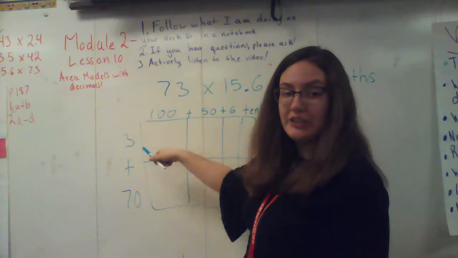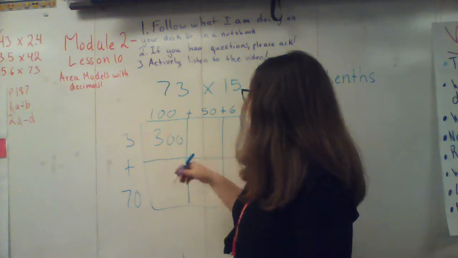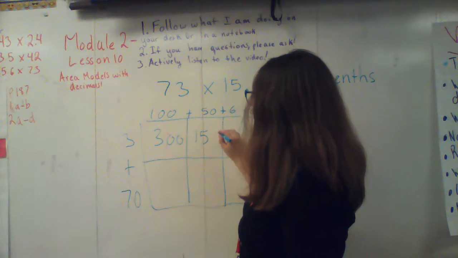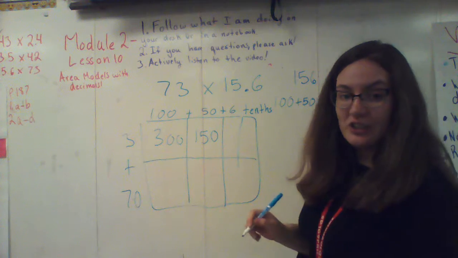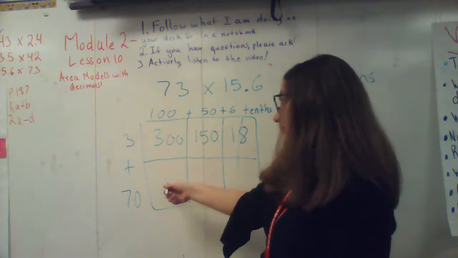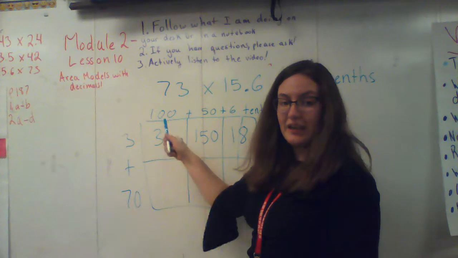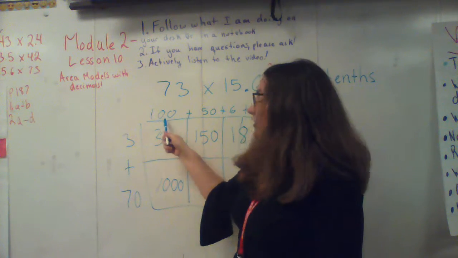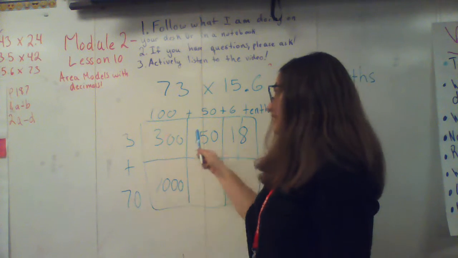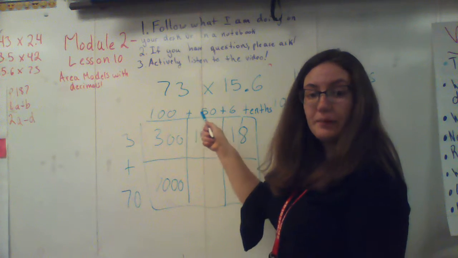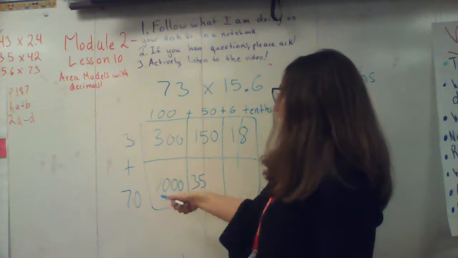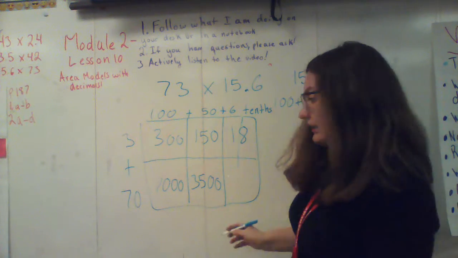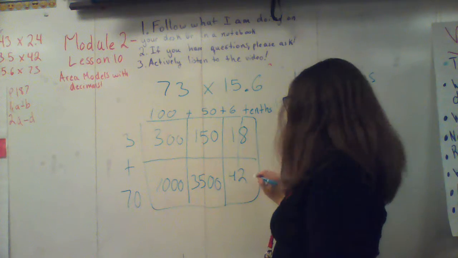So at the top box right here, I have 100 times 3, which is 300. Then I have 50 times 3, so think of that as 5 times 3, which is 15 with a 0 added. And then 3 times 6, which is 18. I then have to do 70 times 100, so 7 times 1 is 7. And then I add 1, 2, 3 zeros, because there are 1, 2, 3 zeros. I now need to do 70 times 50, so 7 times 5 is 35. And then I add 2 zeros. After that, I do 70 times 6, so 7 times 6 is 42. And then I add my 0.